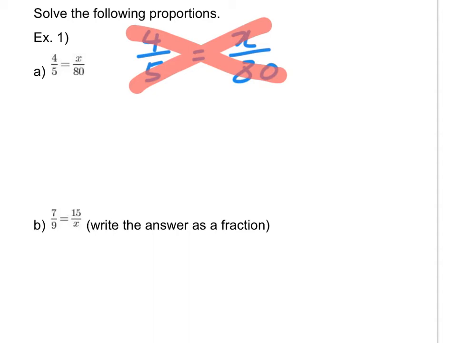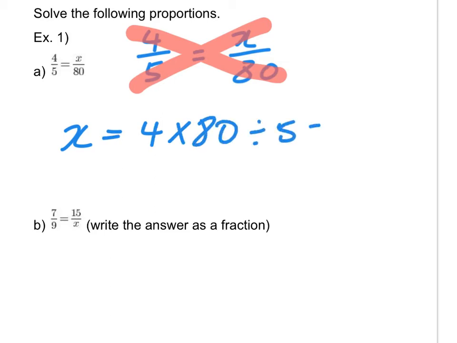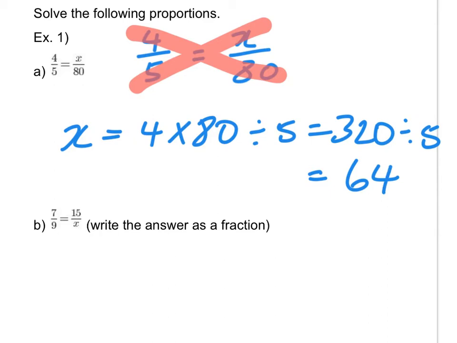So your answer is going to be x equals 4 times 80 divided by 5. So that's 320 divided by 5, which equals 64. Okay, so that tells you then that 4 over 5 is the same as 64 over 80. Job done. Okay, and it's true, 4/5 is 64 over 80. Let's try one other one.